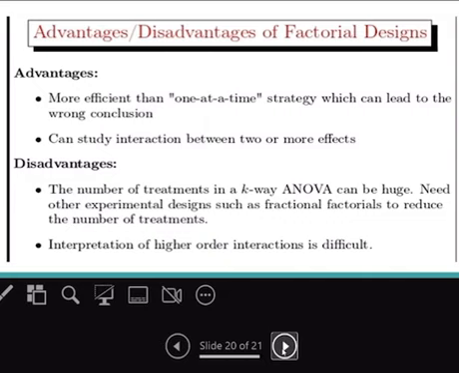What do we mean by fractional? Don't perform all the experiments. Can you just perform some that are likely to be significant? Why do I need to waste my time on experiments that in the long run will not be significant? So the fractional factorial would be a way out. The fractional factorial is like using experience. I'm not going to perform all the treatment combinations. I'm only going to focus on some that I know will be significant at the end of the day. Then interpretation of higher order interaction may be difficult.